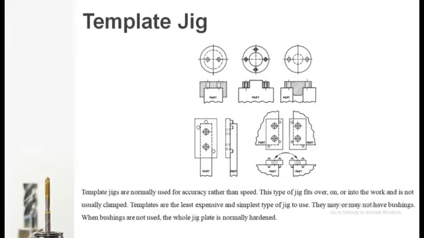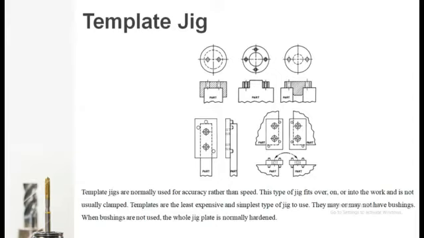Again, these are the types. This is a template jig. A template jig is nothing but a simple plate which consists of a bushing. Now here, these bushings are made of stainless steel or a material harder than that of the tool, so that the bushing may not wear out internally while carrying out the drilling operation. So this is the first type of jig.